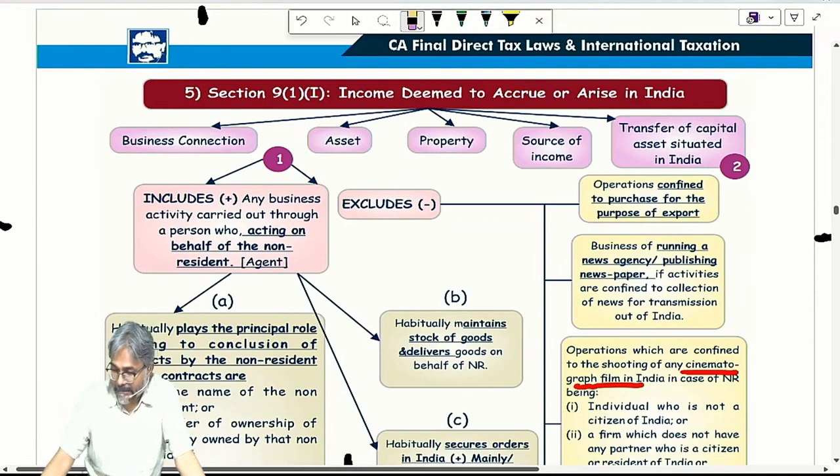The 11th class for the CA Final direct tax, November 21, May 24, November 24 attempt students, and the CMA students who are appearing for June 24 and November 24 or December 24.